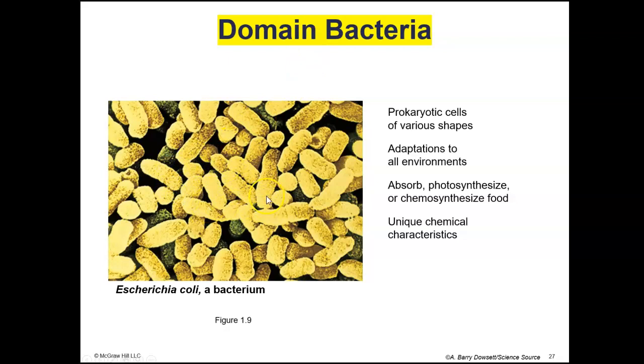These bacteria within the domain bacteria are Escherichia coli, or E. coli. The domain bacteria includes prokaryotic cells of various shapes. They're adapted to all environments, even inside and on the human body. They absorb or chemosynthesize food, but also we have some photosynthetic bacteria called cyanobacteria. And they also have unique chemical characteristics that make them too different to be put in the same group as, or same domain as the archaea.